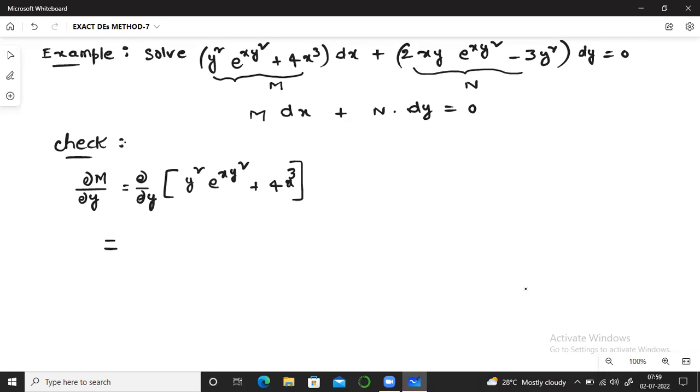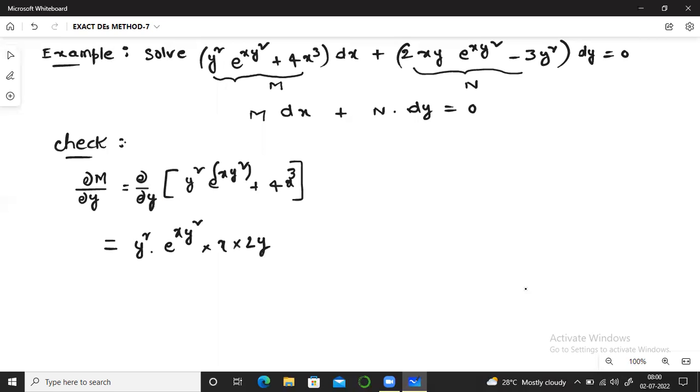So when you are treating with ∂/∂y, x should be constant. It is looking like the uv formula: y² into e^(xy²). e to the power something is e to the power something only, but here remember, whatever you have treated as xy², that something you have to differentiate again. When you differentiate with respect to y, x is constant here. The differentiation of y² is 2y.